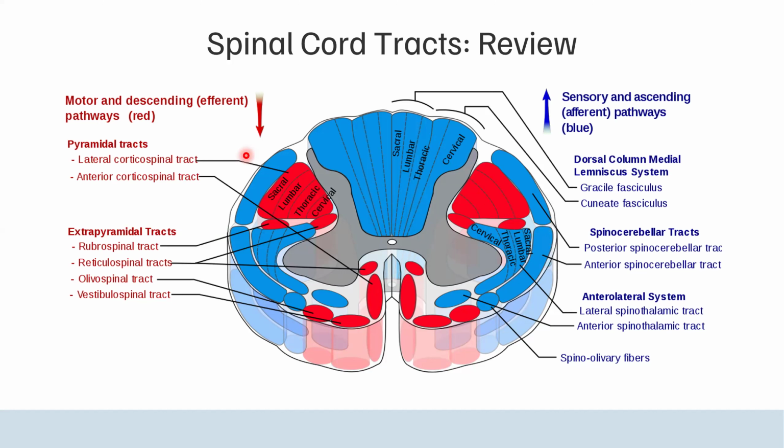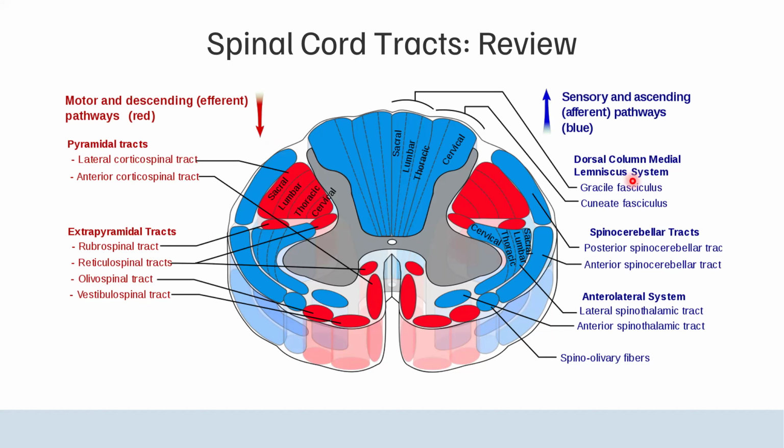Okay? For the descending pathways, you're going to have your pyramidal and your extrapyramidal tracts. Your pyramidal tracts are your corticospinal. Your extrapyramidal include your rubrospinal, reticulospinal, olivospinal, which are more about flexion and extension. Meanwhile, the corticospinal is for more fine movement.